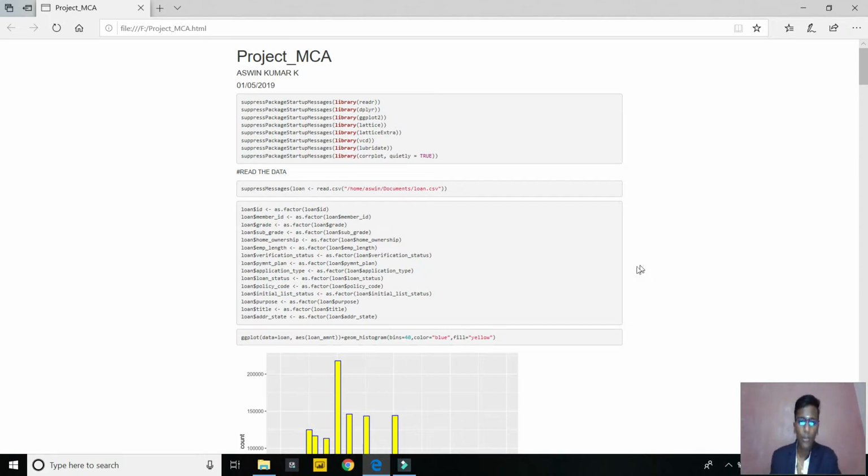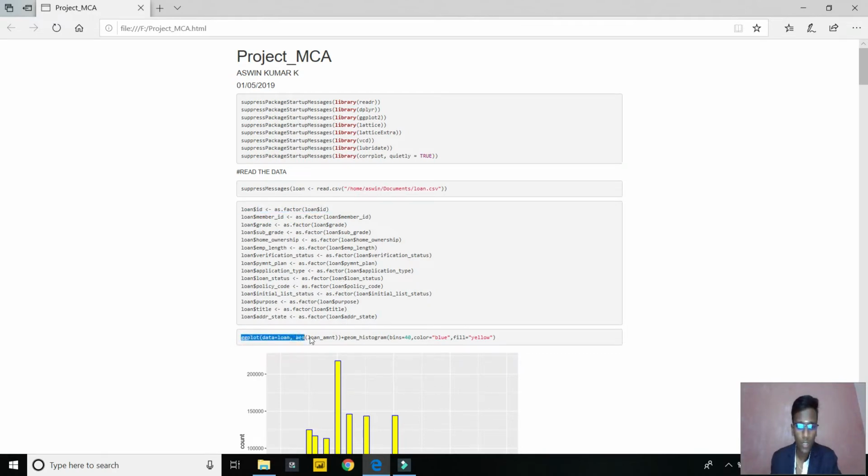So first, before using the data, we need to do pre-processing. When the data is loaded, it will be raw data, so we need to do pre-processing, and the pre-processing steps are given here, which is loan ID is equal to loan as a factor. First, I am converting everything to a factor, so I can easily manage the data through it.